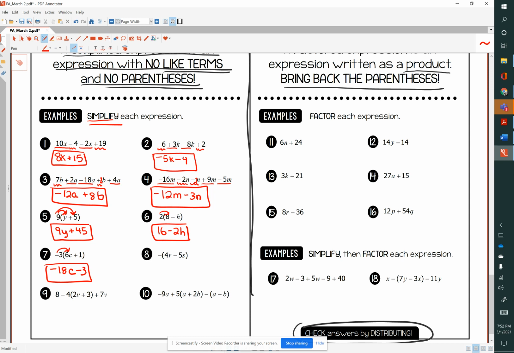I hope you're pausing the video and trying them on your own before you check your answers. So if you haven't done that, why don't you do that now?